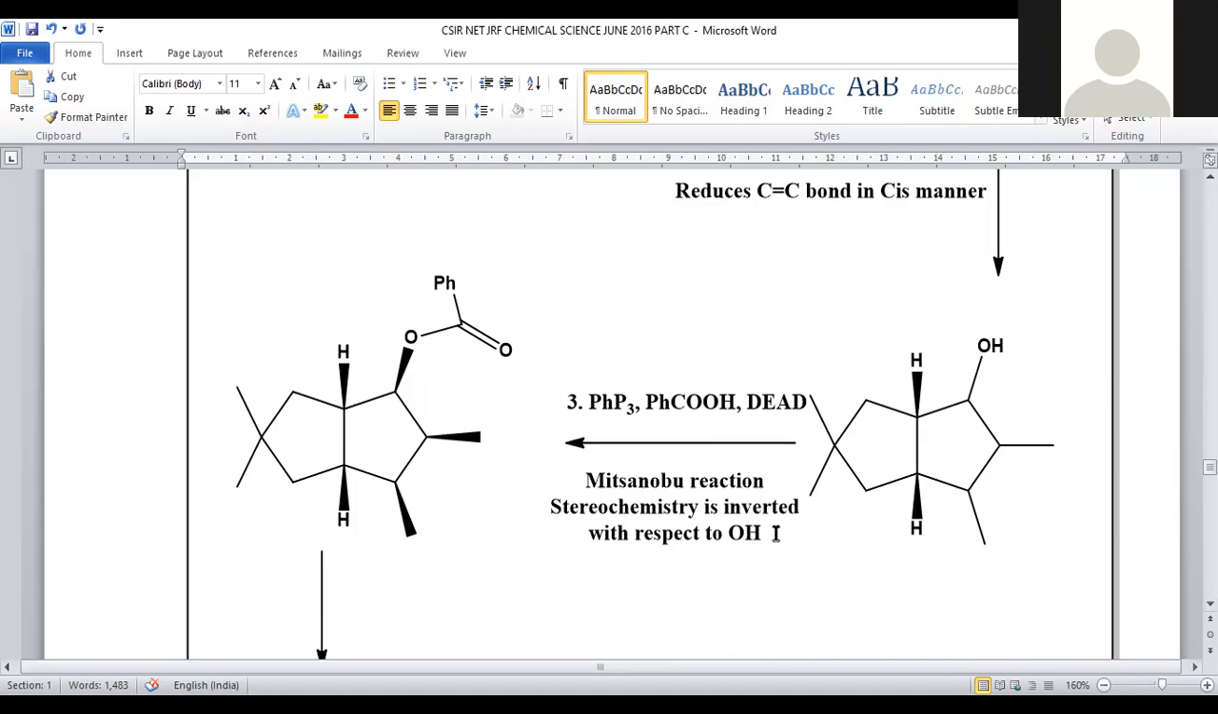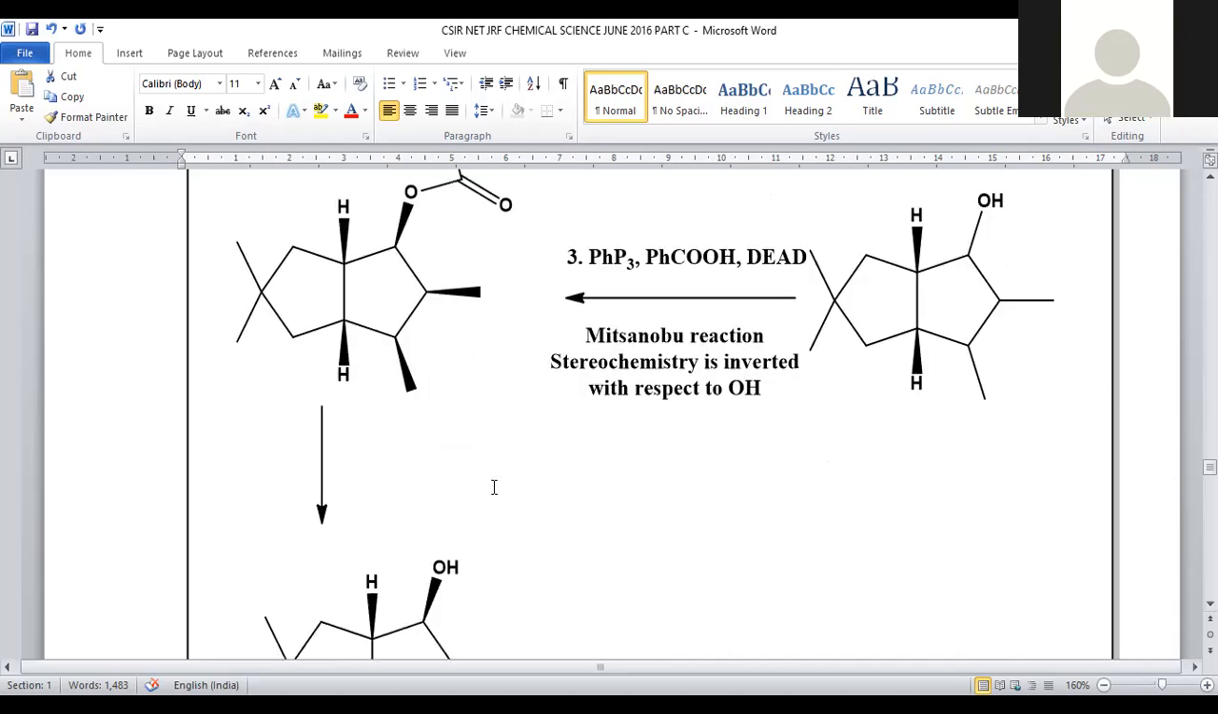So this is a highly stereoselective reaction. The OH group stereochemistry will not be impacted. The stereochemistry will be inverted at this OH center. Initially it is outside, now it is indicated with the wedge bond. So this is for the Mitsunobu reaction.